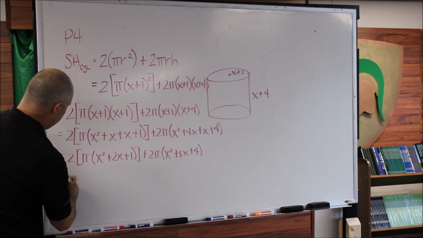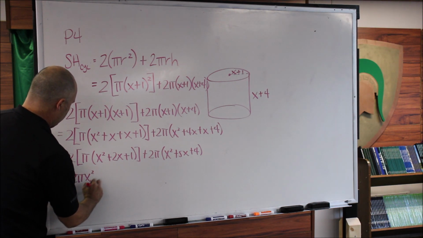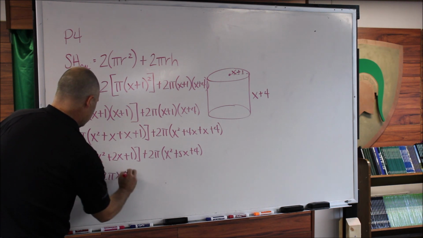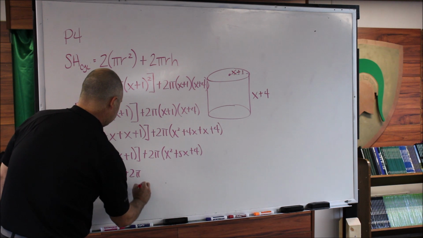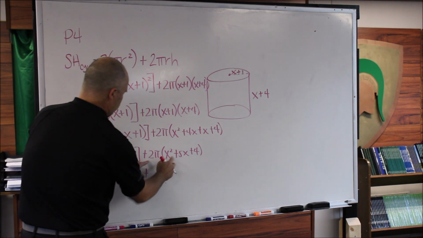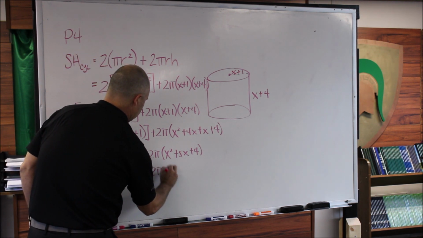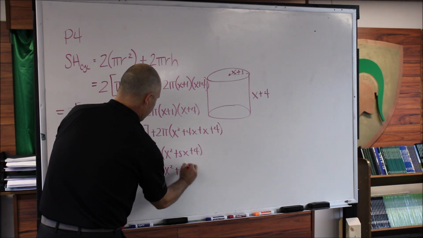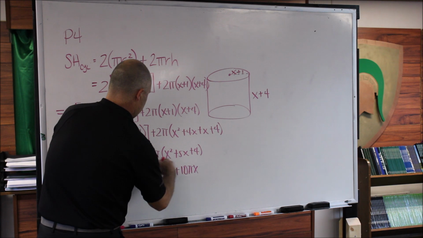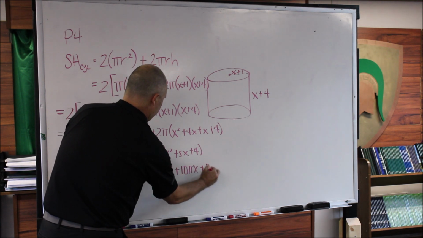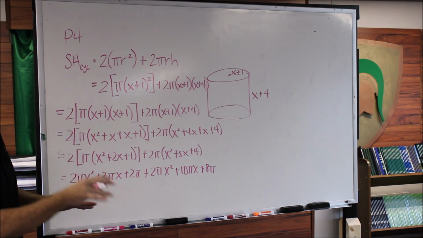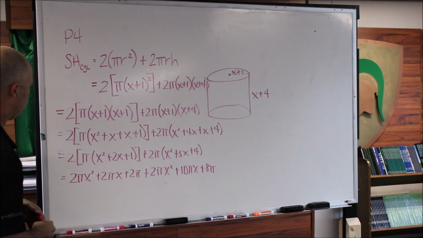So we'll go 2 pi x squared plus 2 pi x plus 2 pi, plus 2 pi x squared plus 10 pi x plus 8 pi. Now again, once we've done all the distribution, combine any like terms that we've got.